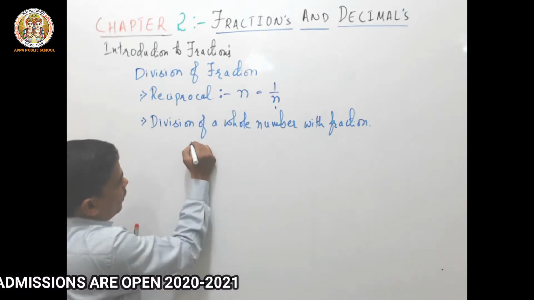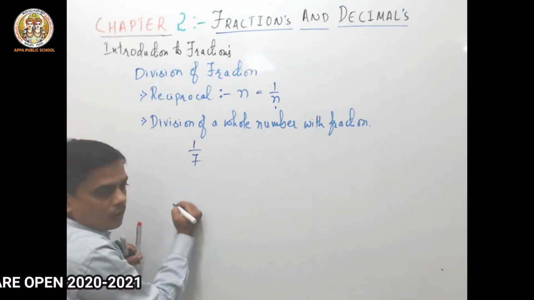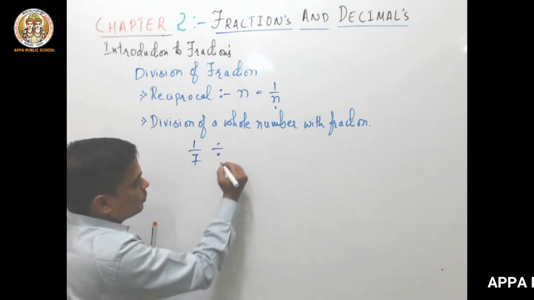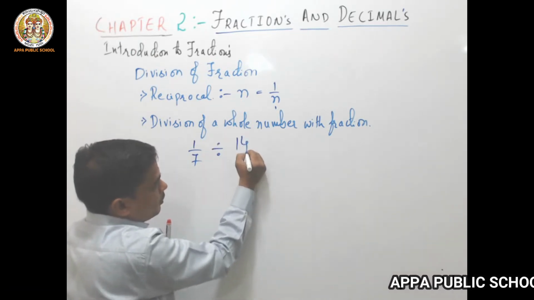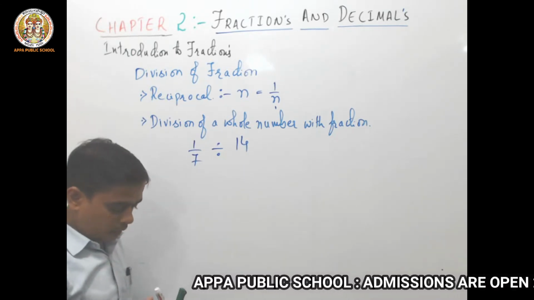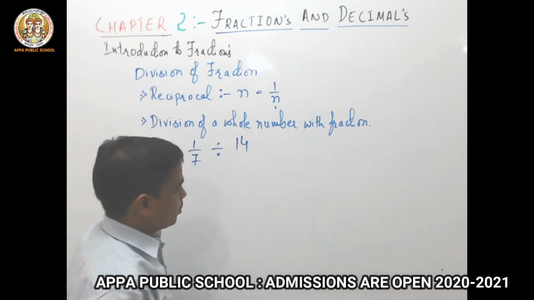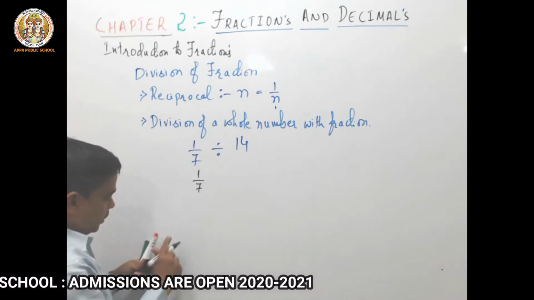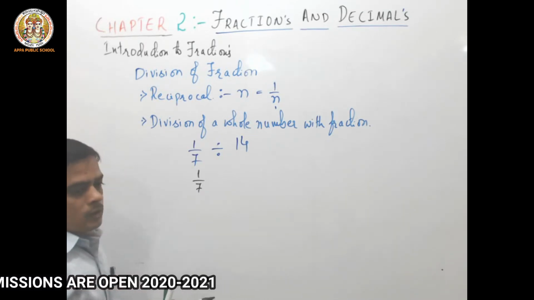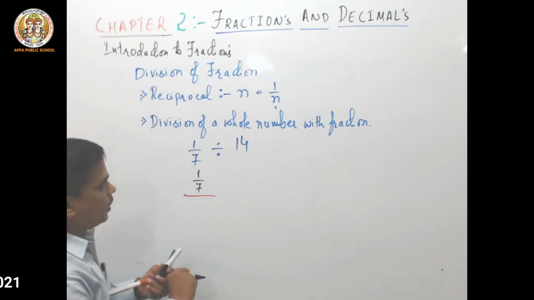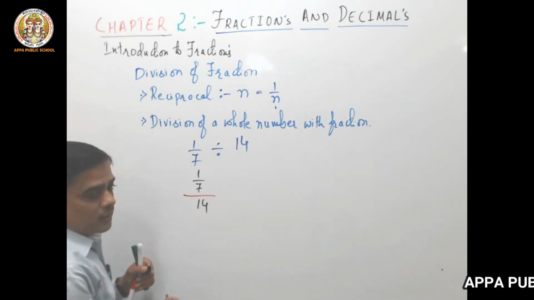I will take it as 1 by 7, a fraction number, divided by a whole number. Shall I take the whole number as 14? I will take the whole number as 14. Next, how to convert it? How to take a reciprocal? So here 1 by 7 I will write as it is. This division is there, I will write it as 1 by 7 divided by 14, writing this 14 as it is.